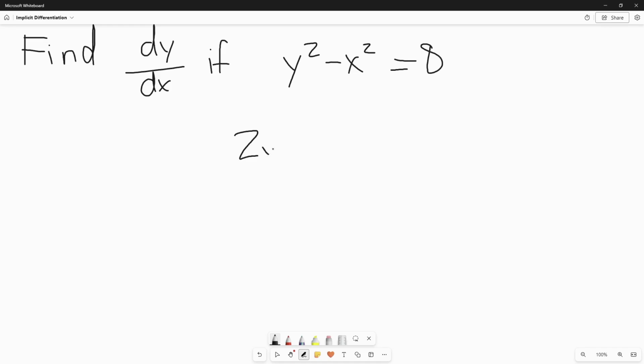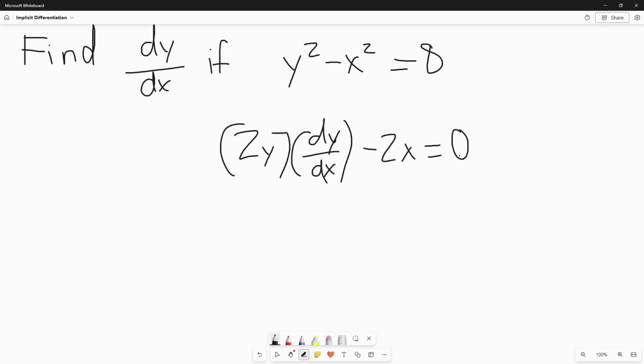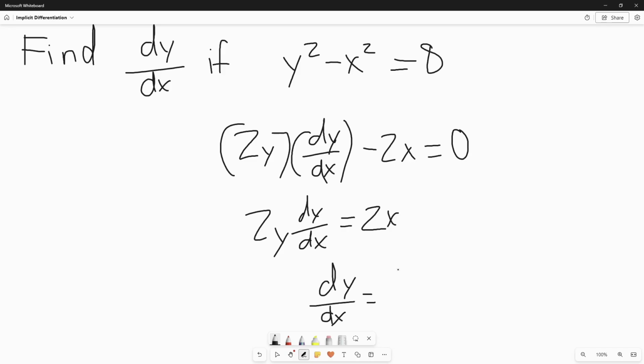So 2y, and we're just ignoring the function, times the derivative of the inside, so dy over dx. And the rest is easy, minus 2x equals 0. And now let's try to isolate dy over dx. And we get 2y dy over dx equals 2x. So dy over dx equals x over y. And that's our final answer.